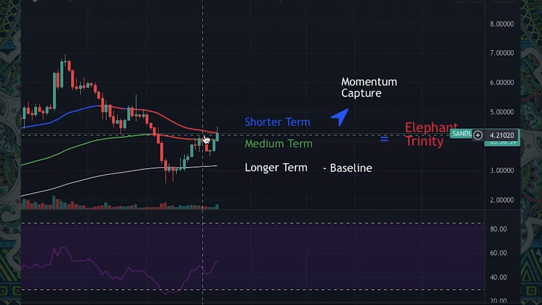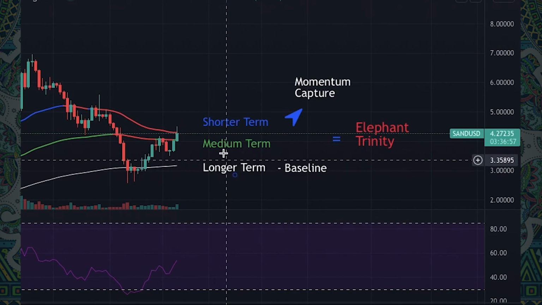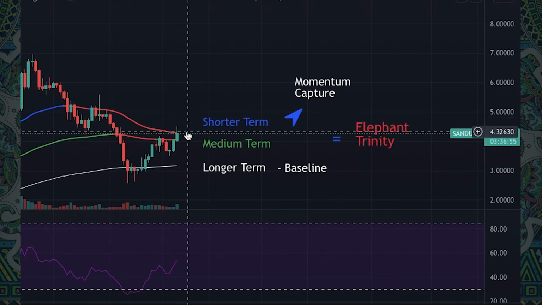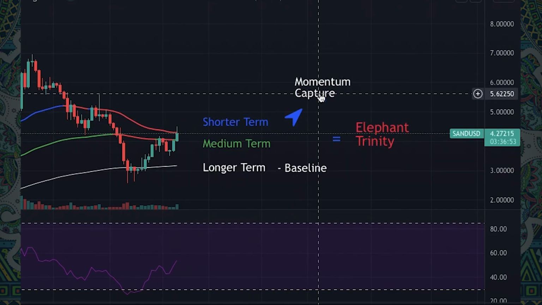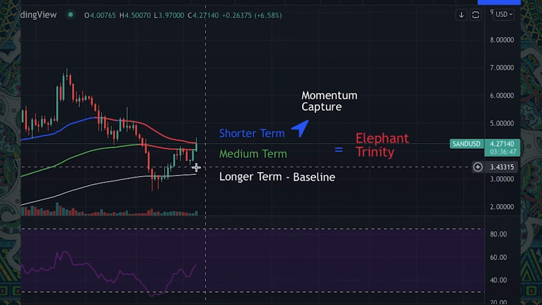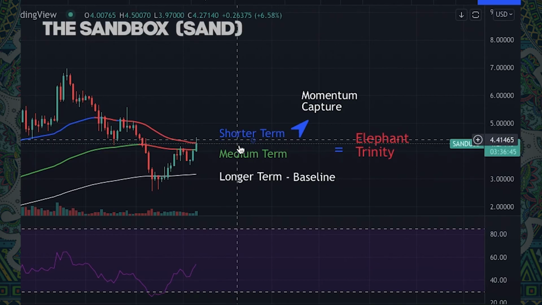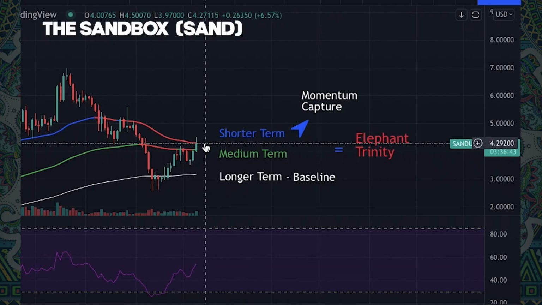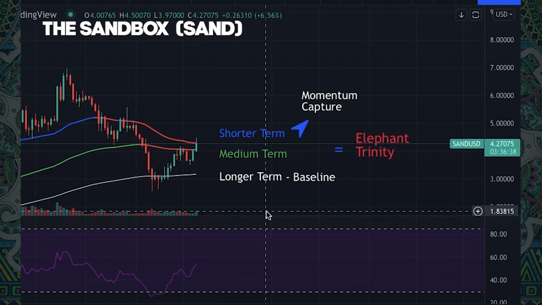So that's, again, a quick look at the Elephant Trinity. It makes up longer, medium, and shorter term indicators. A couple of those are momentum. The longer term baseline is just a catch-all, but this is the order that we want to see them. Again, this is the SANDBOX. We're right into resistance here, and we'll just sort of see how that goes.